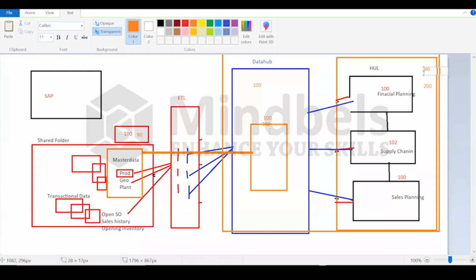Say yes or no, guys. Yes. Okay, makes sense? That is one thing. So do you understand this data hub concept or not, before proceeding to the next topic?